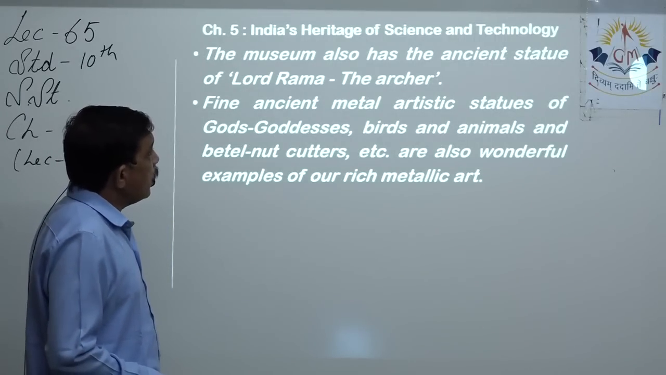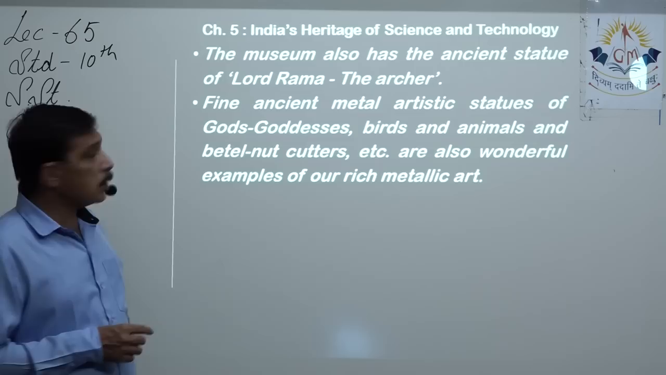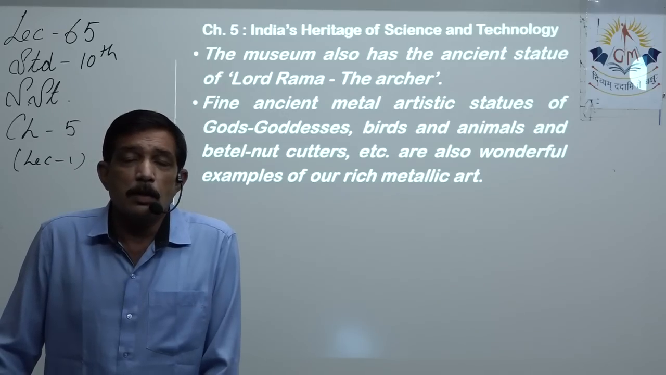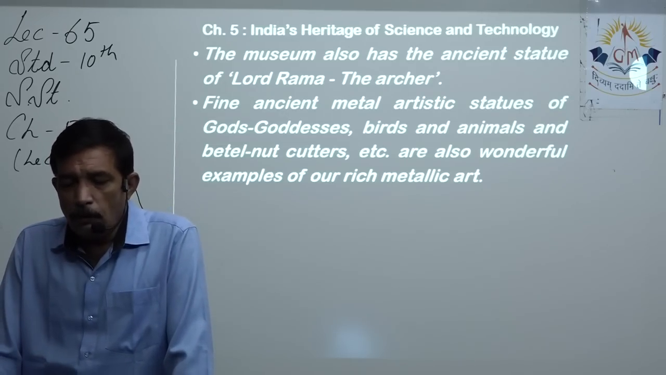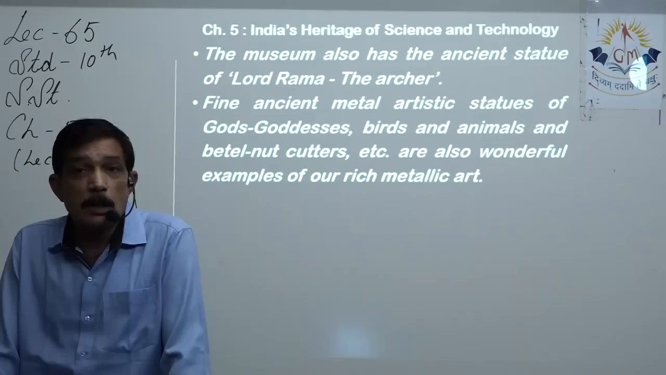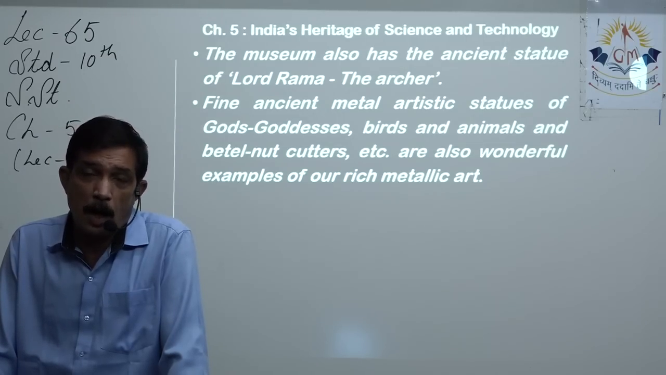The museum also has, and this is also very important, the ancient statue of Lord Rama, the archer, which is also present in the Museum of Chennai. Fine ancient metal artistic statues of gods and goddesses, birds, animals, and betel nut cutters, etc., are a wonderful example of our rich metallic art.